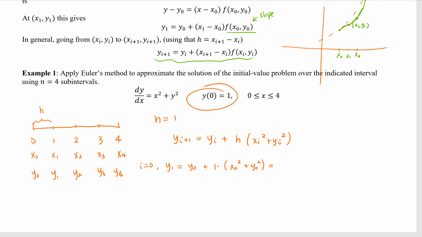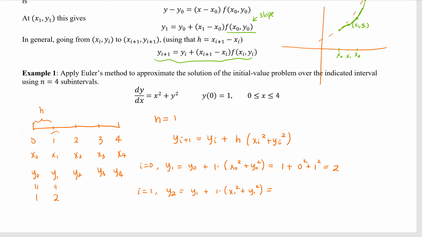y0, that is our initial value, that equals 1. Okay, now let's plug in 1 plus 1 times x0, which is 0 squared, plus 1 squared. So the answer is 2. y1 equals 2. So far, so good. Now we increase the index. y2 is then y1 plus 1 times x1 squared plus y1 squared.